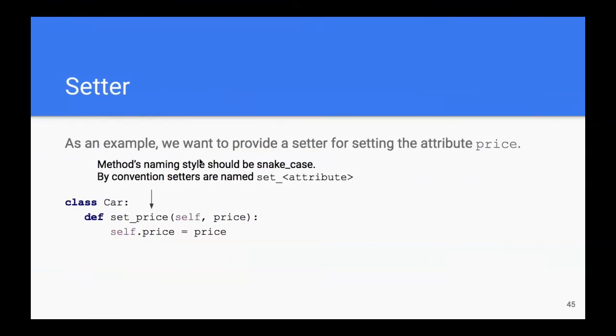I do have to mention that the method naming style should be snake case, just like functions. And by convention, the name of a setter is set, an underscore, and the name of the attribute. So if we're setting the price, we say set_price. Just that.